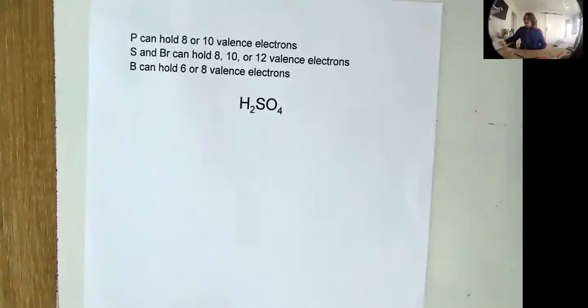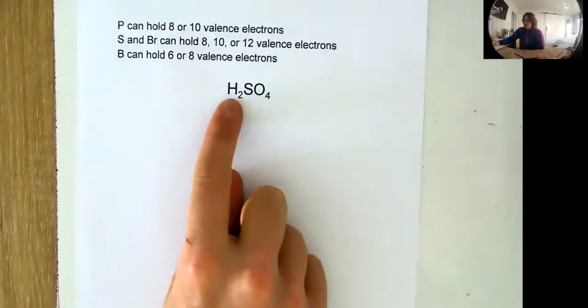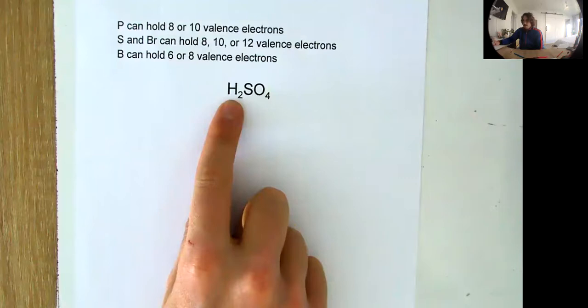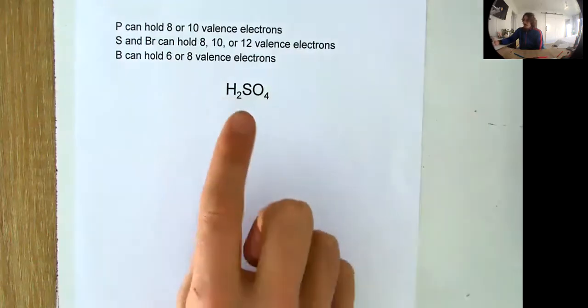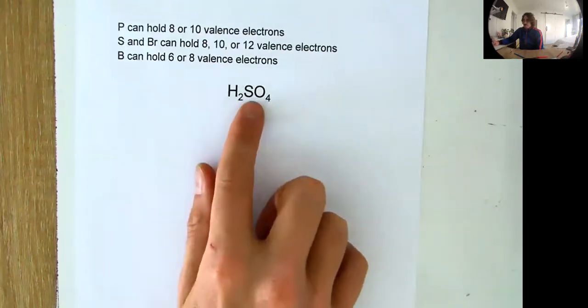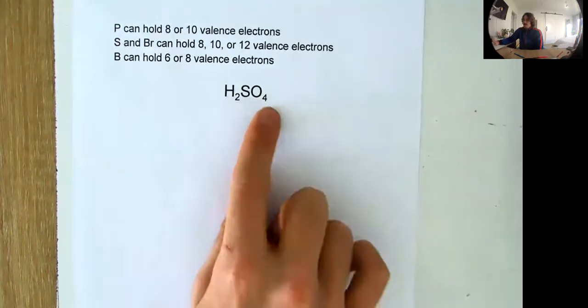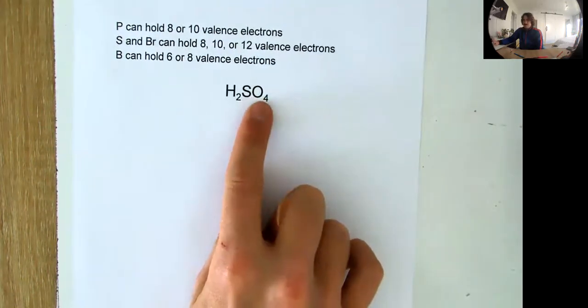Okay, let's do a difficult one. We got H2SO4. So remember, hydrogens only need 2 valence electrons to be stable, and hydrogens always go on the outside of the molecule when you draw it. Sulfur could have 8, 10, or 12 valence electrons, and oxygen must have 8 valence electrons.